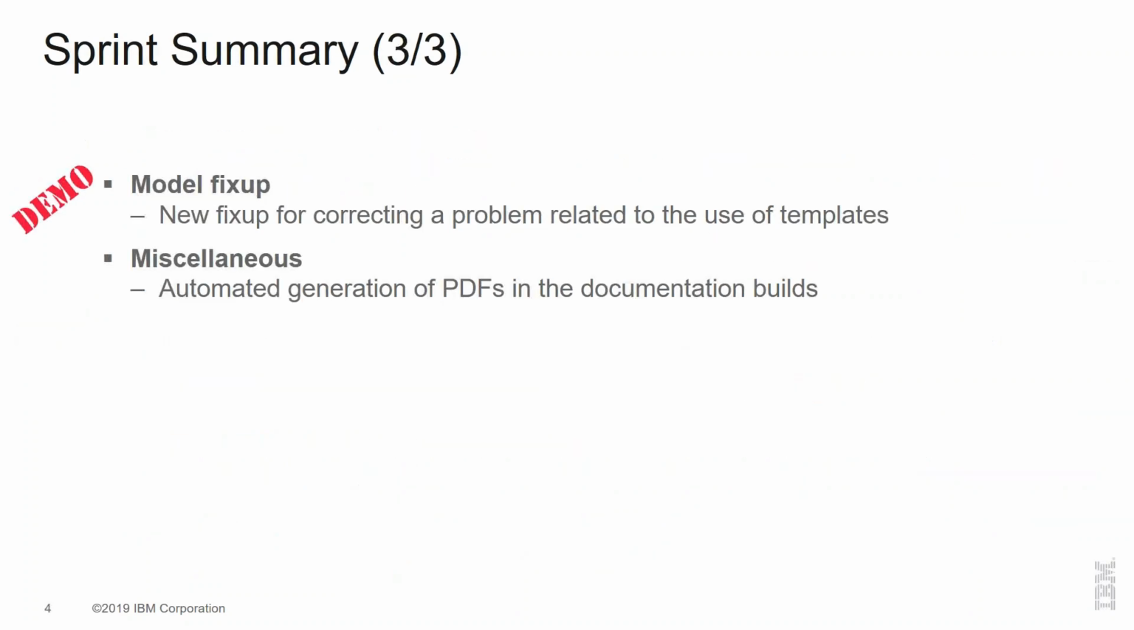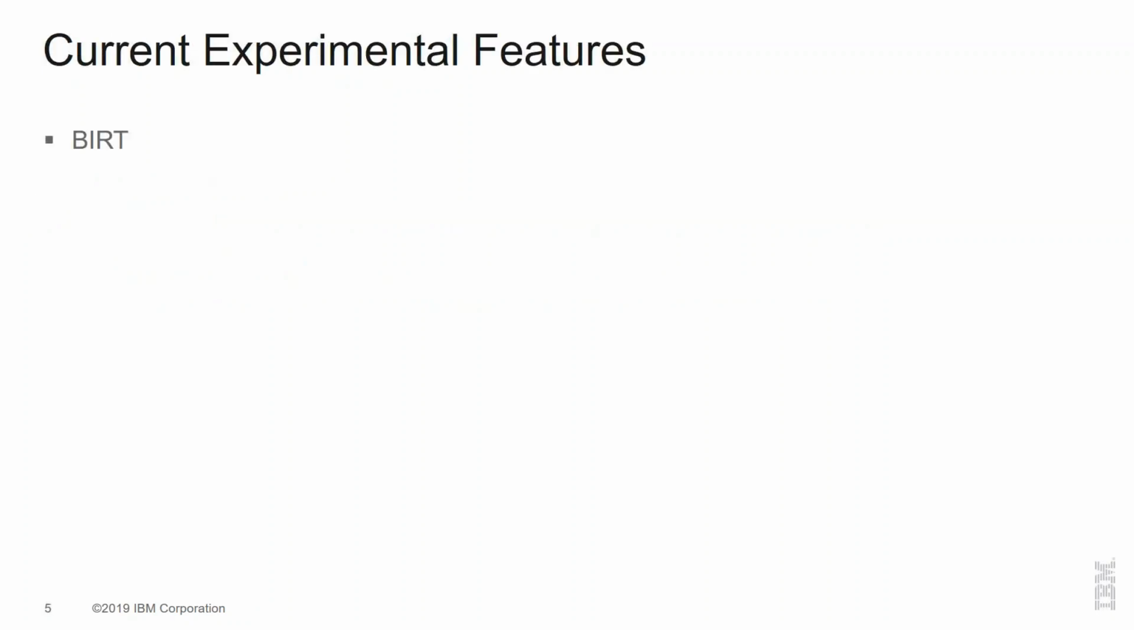There is also a new model fix-up released as part of this sprint release. It's related to fixing problems that could be caused by using templates. And finally, a miscellaneous note is that we have worked on automating the generation of PDFs. It's not something that you as users will notice, but it saves us quite some time when we're updating documentation, because now these PDFs are generated as part of our builds, which is quite nice.